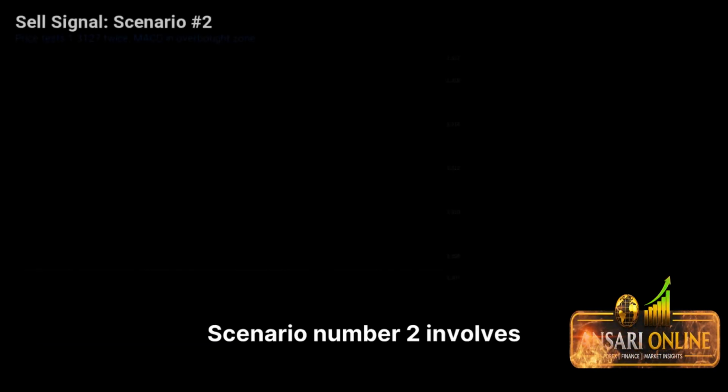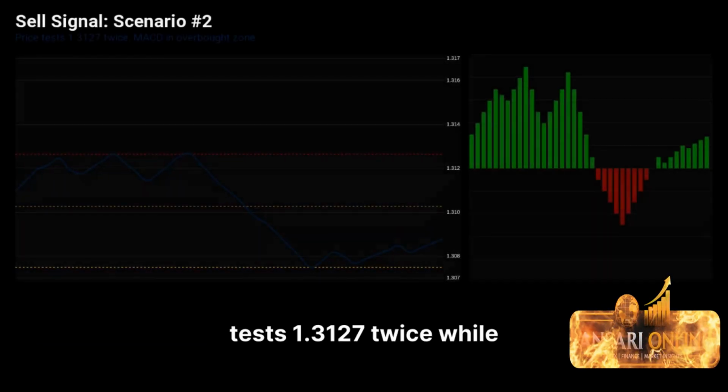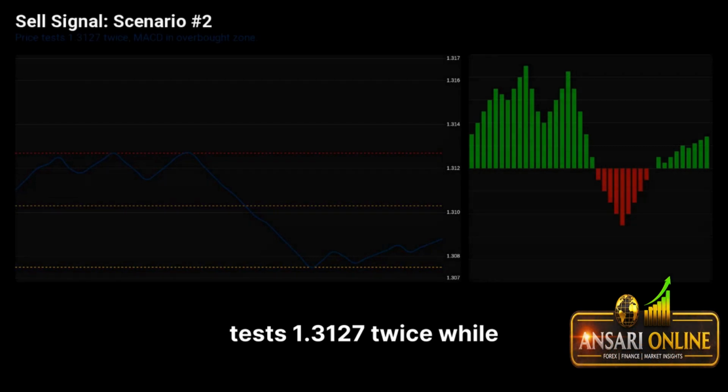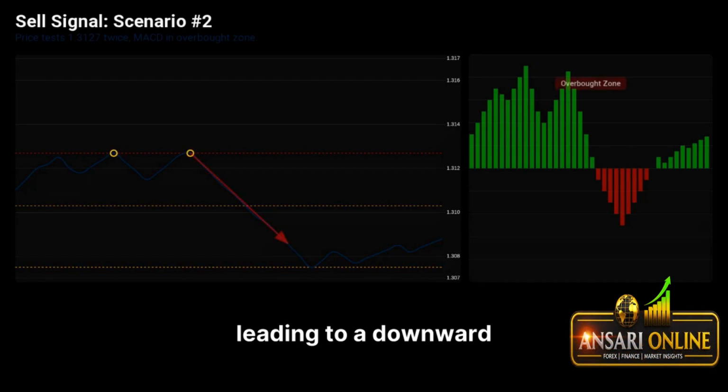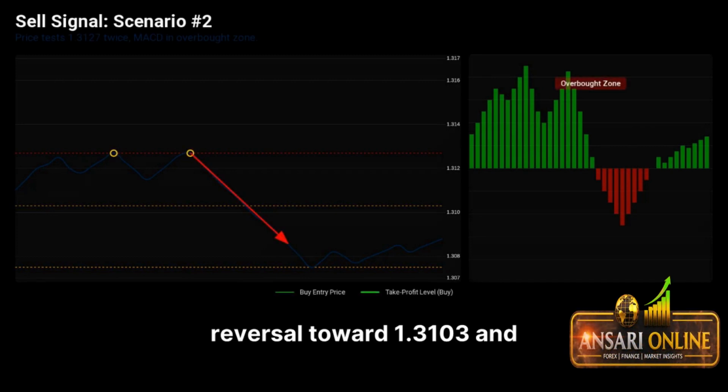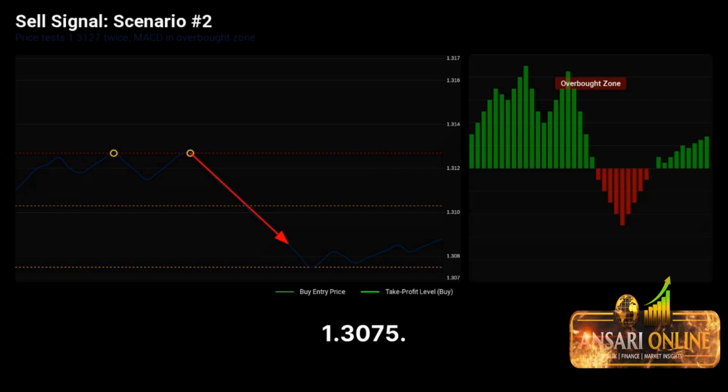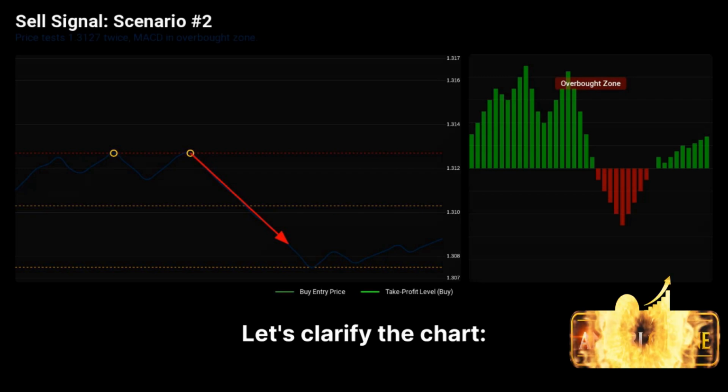Scenario number 2 involves selling if the price tests 1.3127 twice, while the MACD is in the overbought zone. This limits upward potential, leading to a downward reversal toward 1.3103 and 1.3075.